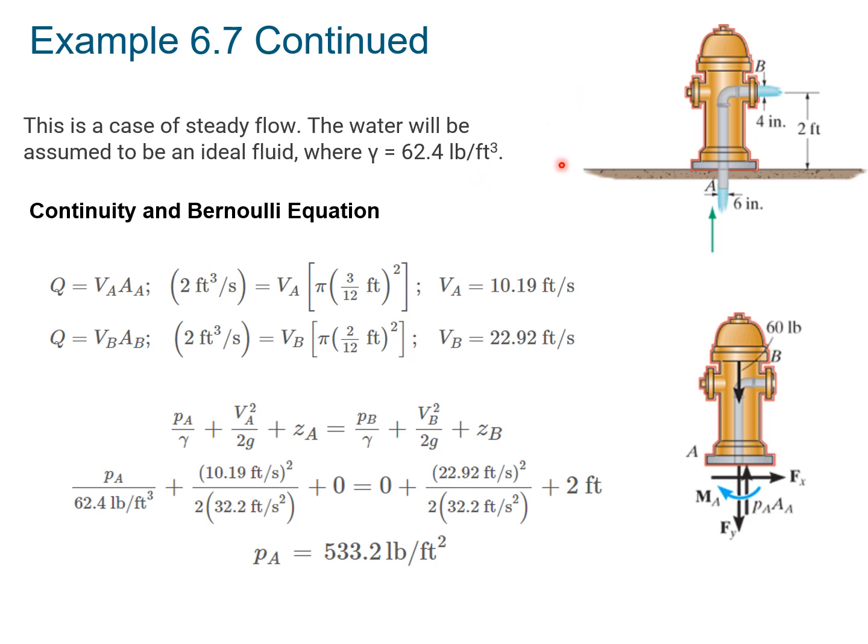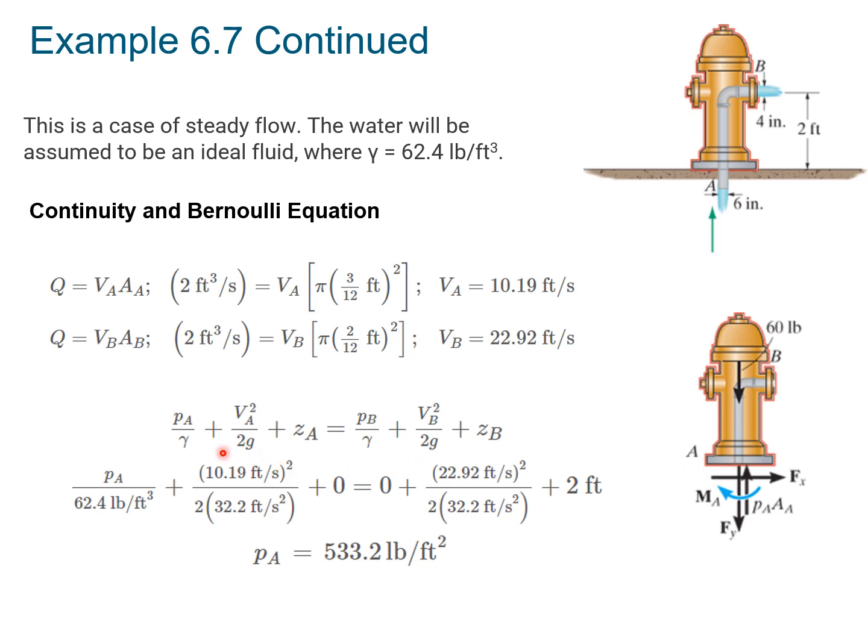Now in this kind of problem, we're going to start and apply all the different equations we've learned. So first of all, we can look at the continuity equation. Q equals V times A, and since we know what the Q value is, we were told in the problem, and we know the diameters at A and B, we can calculate V of A and V of B.